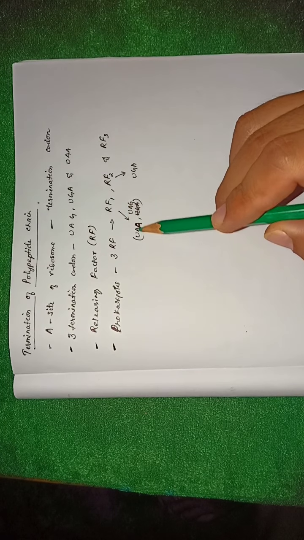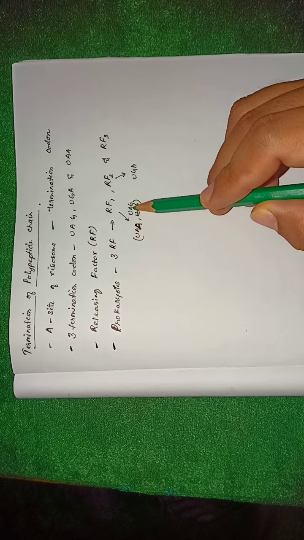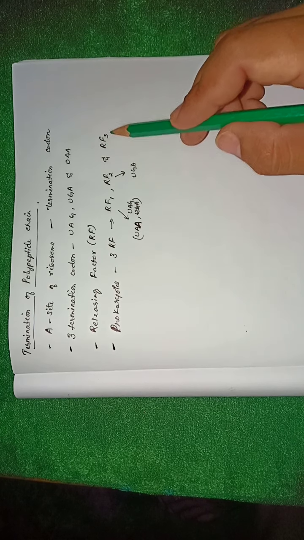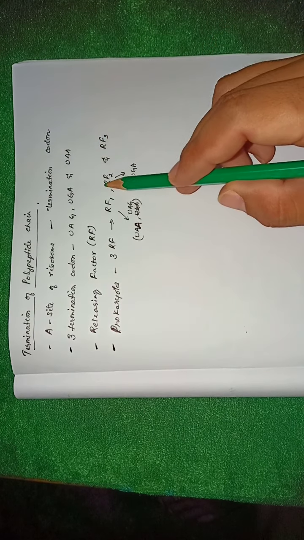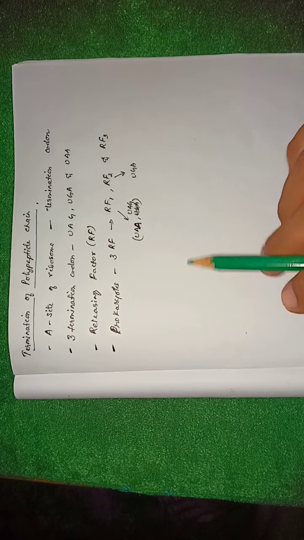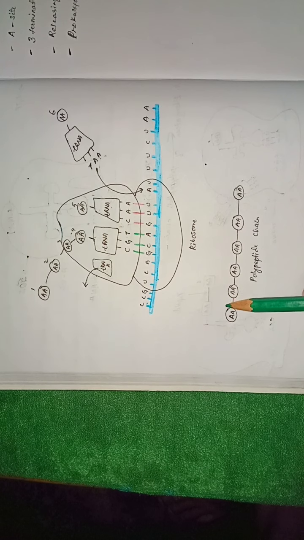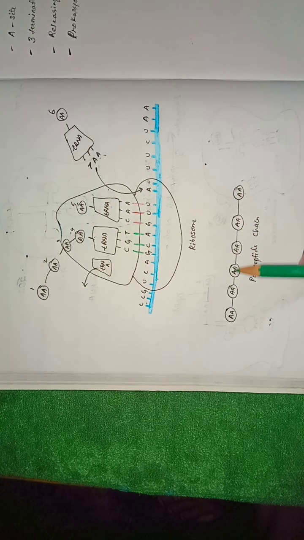RF1 recognizes the UAA and UAG termination codons, RF2 recognizes UGA, and RF3 stimulates the function of these two. So this is how the long chain of amino acids that is formed is terminated by these releasing factors, and this long chain of amino acids is called the polypeptide chain.